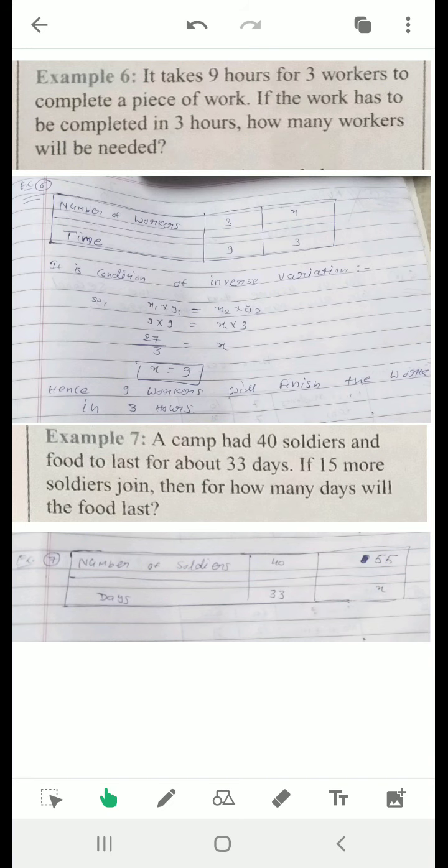So 40 soldiers, days equal to 33. Now 15 more soldiers join. Don't write 15 only, 15 more joined. That means 40 plus 15, that will be 55. Now the total soldiers are 55 because 40 were already there and 15 more joined. Then 55. If the number of soldiers is increased, the number of days will be reduced. Okay, so we will apply inverse variation here also.